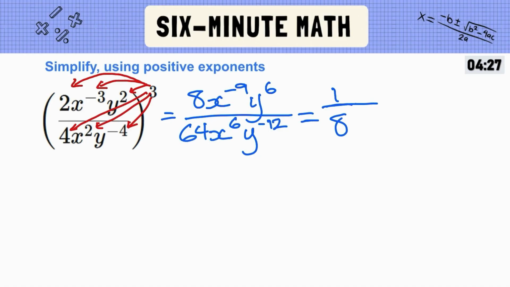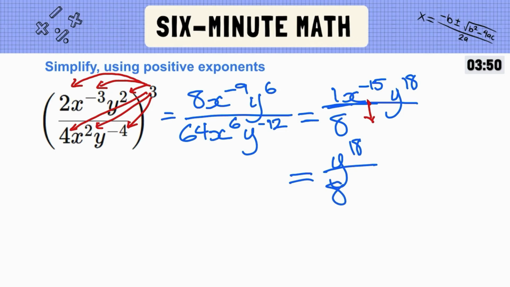X to the negative 9 divided by x to the 6th. I would subtract those exponents, which is going to give me x to the negative 15. And y to the 6th divided by y to the negative 12. Again, I would subtract those exponents for y to the 18. And then lastly, I have a negative exponent here, which means I will take the reciprocal and move the x to the negative 15 into the denominator, giving me a final answer of y to the 18 on top over 8x to the 15 on the bottom.